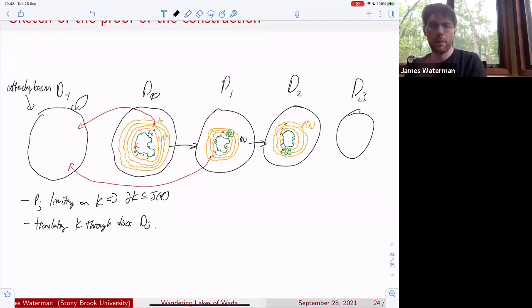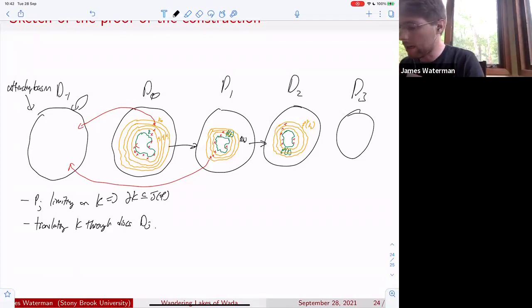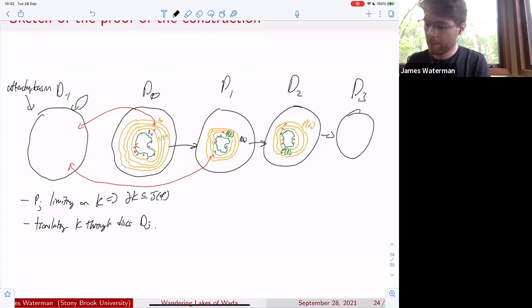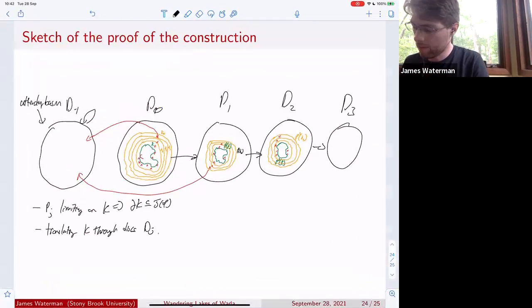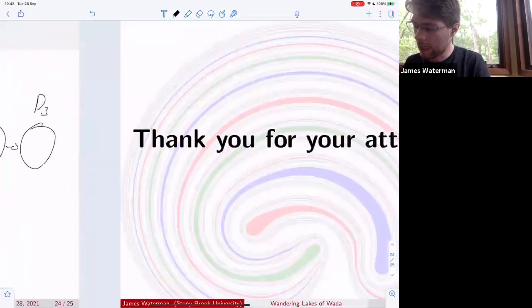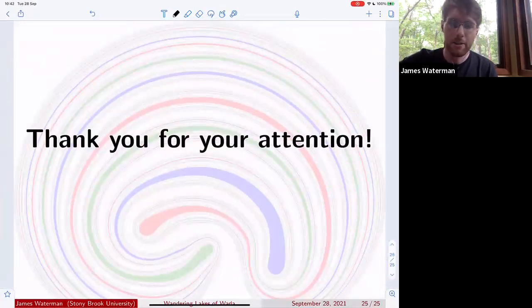In particular, all of the interior components of K are going to be simply connected domains, and they're just going to wander off to infinity under this nice translation. So that's all. Thank you very much for your attention.